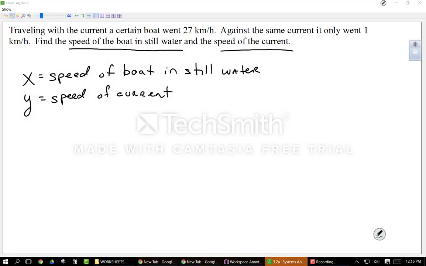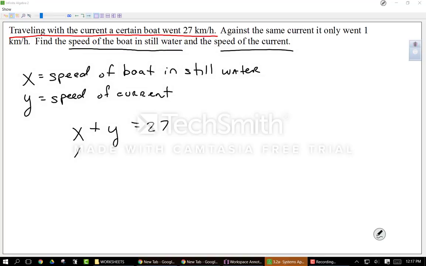Now, how do we write two equations from what little information I'm given? The first sentence says traveling with the current, a certain boat goes 27 kilometers an hour. With the current means if I have the boat speed, and with means I'm going with it, so I'm adding in the current because I'm going with it. I'm going together, okay? So when I'm going with the current, I'm going faster. So that's equal to 27 because that's how fast I'm going with both of those things at the same time.